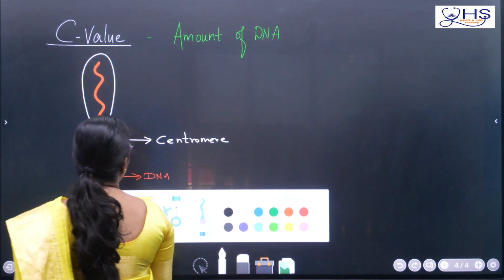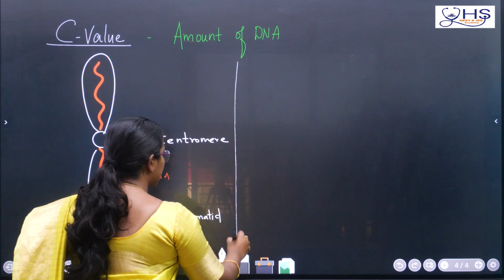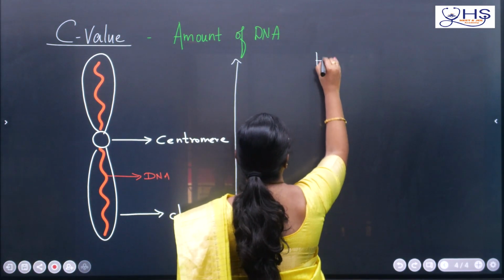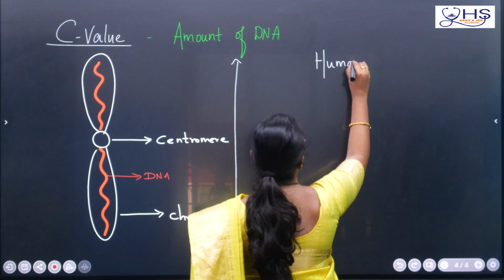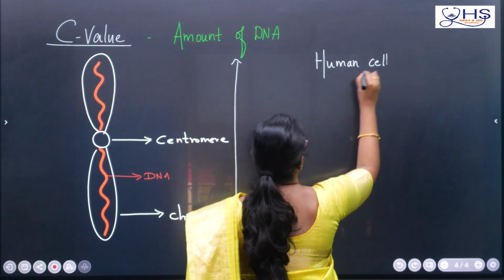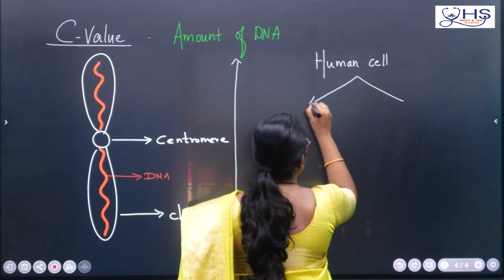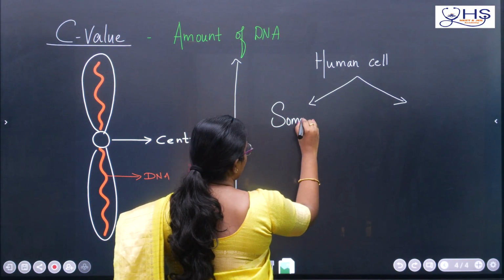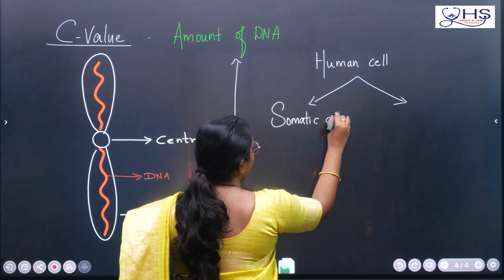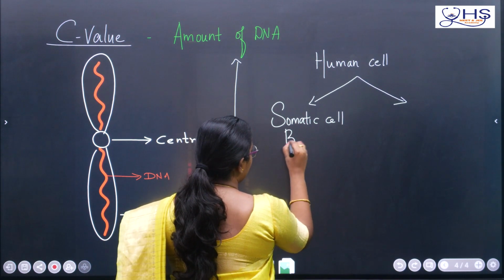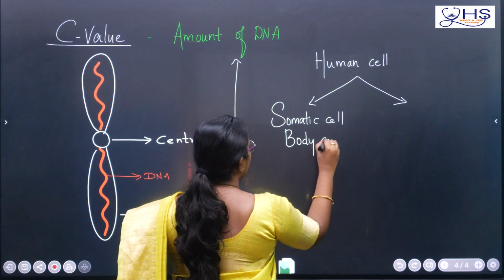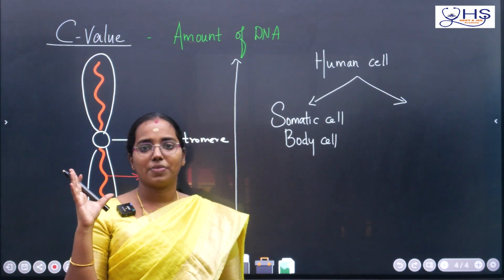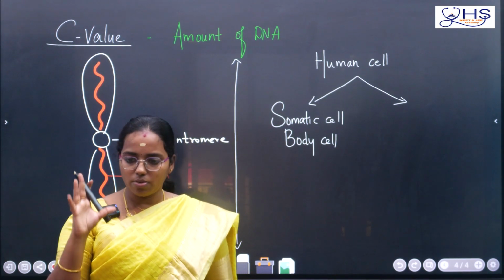Now the question is, a human cell is divided into two types. One is somatic cell. Somatic cell means body cell. Example, liver, eyes, ear, kidney, nose, skin, anything. Any body cell is called somatic cell.